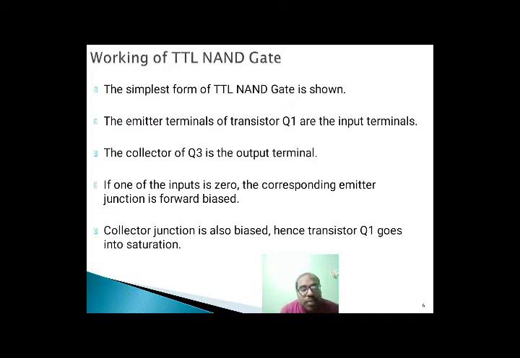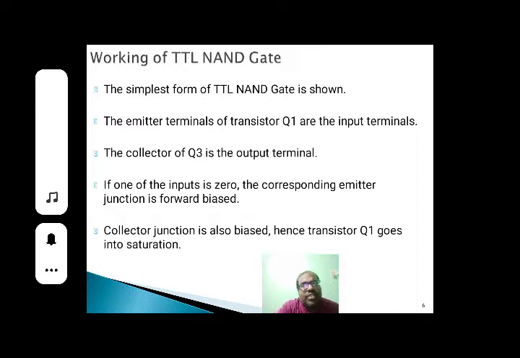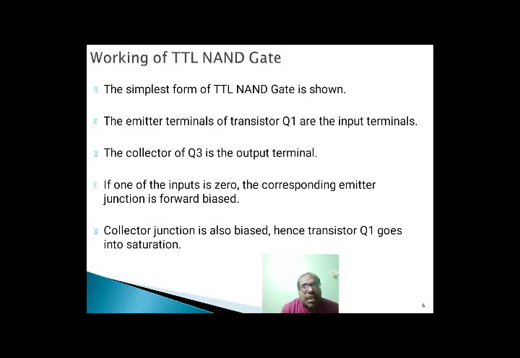Here in the above figure, it is the simplest form of TTL NAND gate. In this, the emitter terminals of transistor Q1 are the input terminals, and the collector of Q3 is the output terminal. If one of the inputs is 0, the corresponding emitter junction is forward biased. Then the collector junction is also biased. Hence, transistor Q1 goes into saturation.